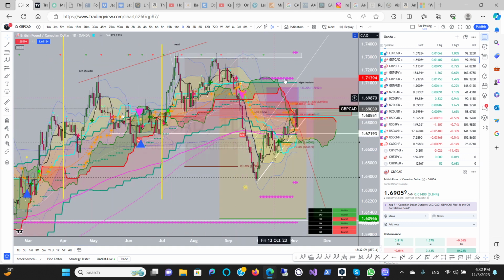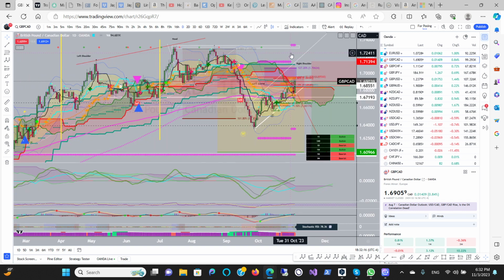So what I'm waiting for now with GBP CAD is some type of signal to tell me to short.